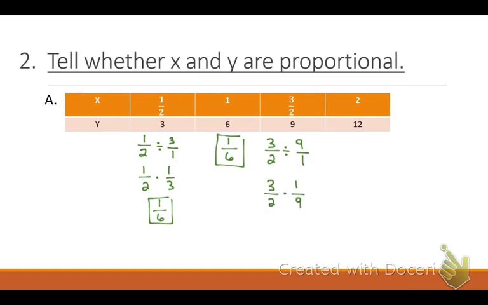I flip it. And I get 3 over 18. Oh man, it's not 1/6. Wait, what? You reduce. Yes, I can reduce it. So don't forget to reduce it.